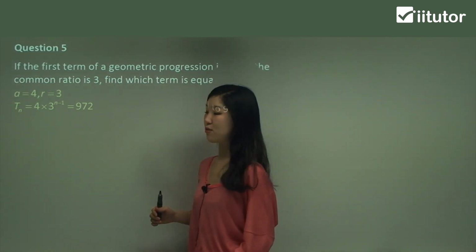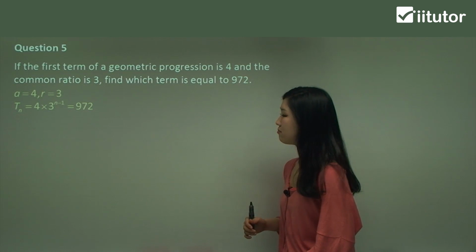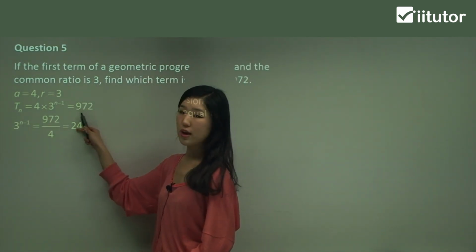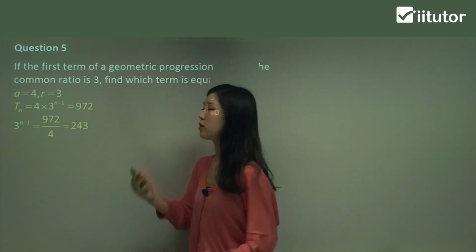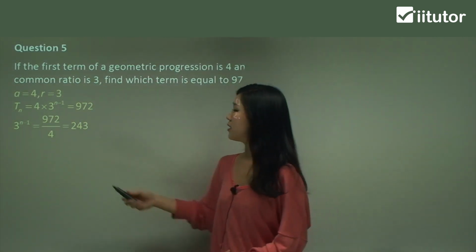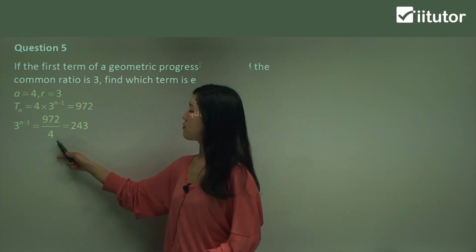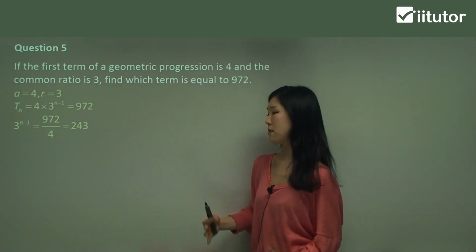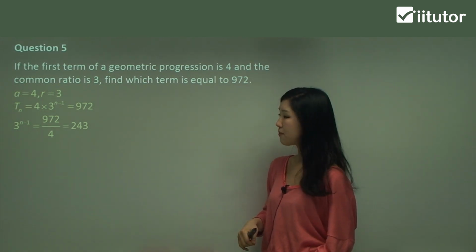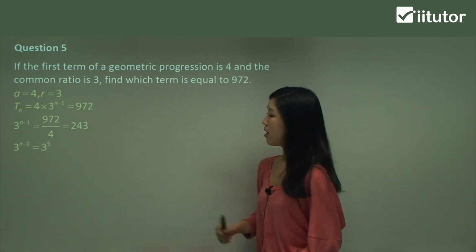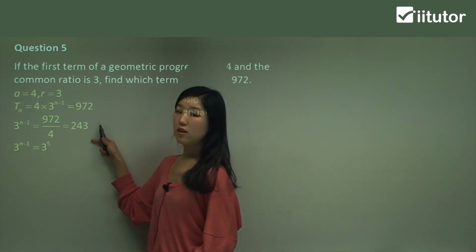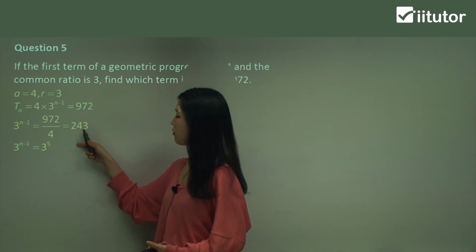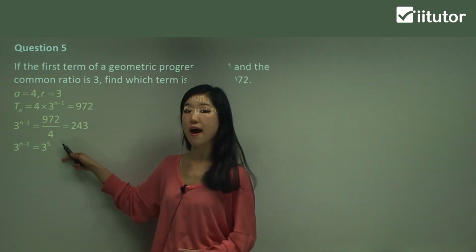Let's solve it algebraically. 3 to the power of n minus 1 is going to be 972 divided by 4, right? Basically we're dividing both sides by 4. So it's going to be 972 divided by 4, which simplifies to 243. Now 243, try to do some trial and error with your calculator. You find out that 243 is 3 to the power of 5.